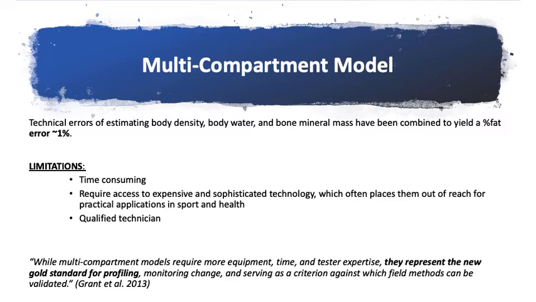"While multi-compartment models require more equipment, time, and tester expertise, they represent the new gold standard for profiling, monitoring change, and serving as a criterion against which field methods can be validated." So it is accurate to approximately 1%. That's the benefit of it. It's quite accurate. It's the best for monitoring change over time. However, the practicality is very low in that most people don't have access to this sophisticated equipment. So the 4C model, although it's the leading reference method and considered the gold standard for profiling, is not necessarily attainable for many individuals, including most of us.